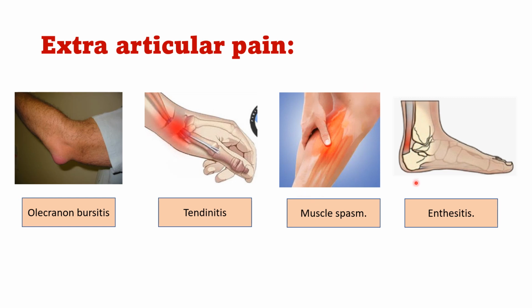Also, we have something which is very important, which is called enthesitis. Enthesitis means inflammation at the sites of insertion or attachment of tendons or ligaments to the bone, and one of the most common sites is the Achilles tendon and its attachment to the calcaneus. This can be found commonly in cases of spondyloarthropathy, and this is extra-articular musculoskeletal involvement. All these are examples of extra-articular pain.